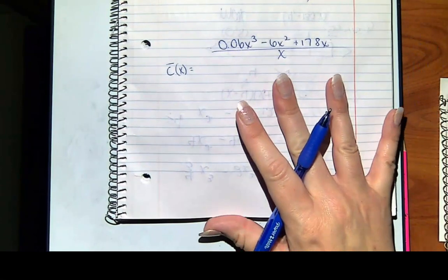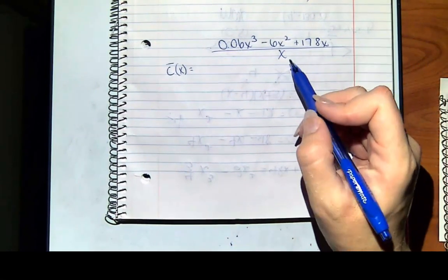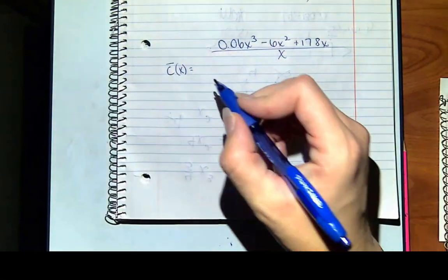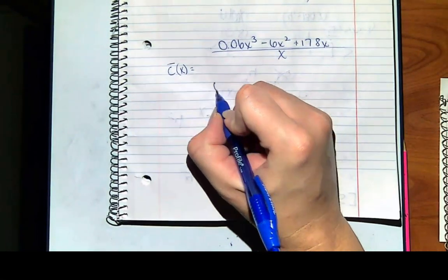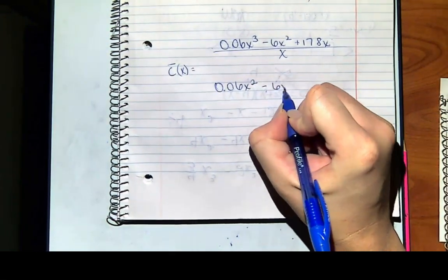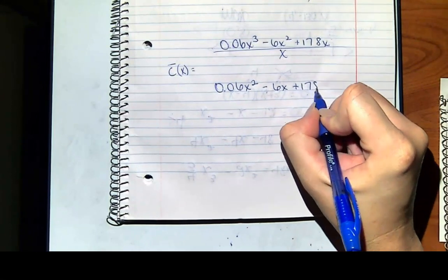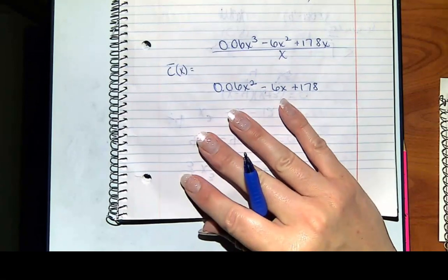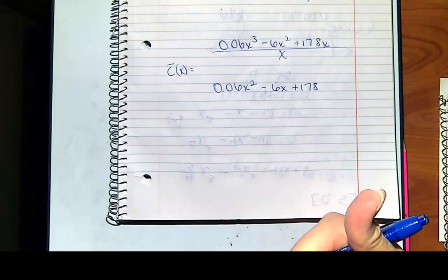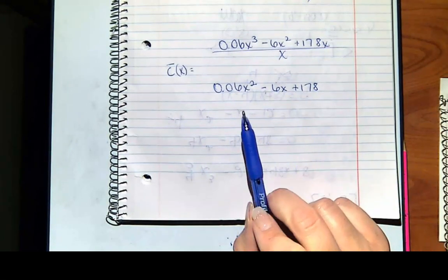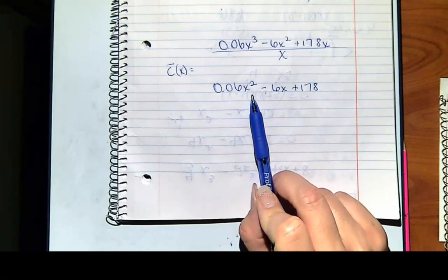And that we've done several times throughout last semester and this semester. So average cost means divide everything by x, which means my new function is 0.06x squared minus 6x plus 178. Okay, so that is my new and improved function. I don't have any variables in denominators. I don't have any variables under radicals. So I can just go ahead and take a derivative and set it equal to 0.